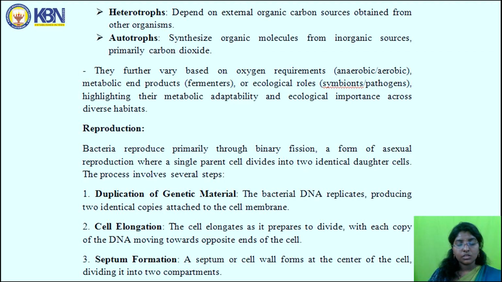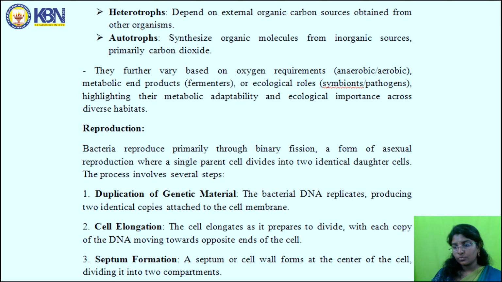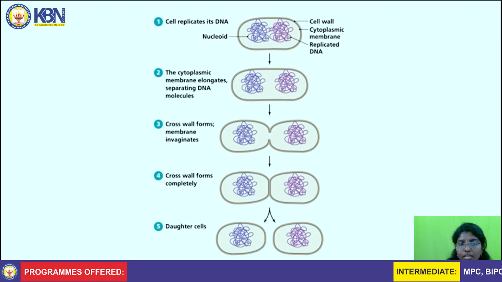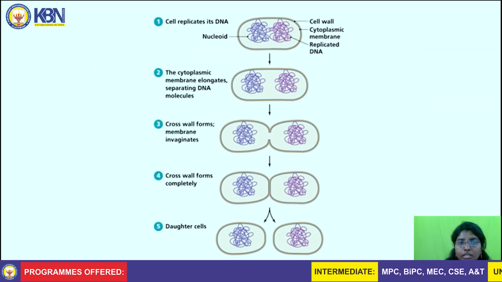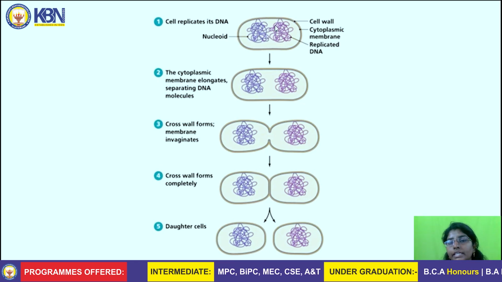This process involves several steps. First step: duplication of genetic material, cell elongation, septum formation, formation of daughter cells, and cell wall synthesis. We can observe this entire process in this picture. This is the parent cell, and this parent cell has a single DNA.